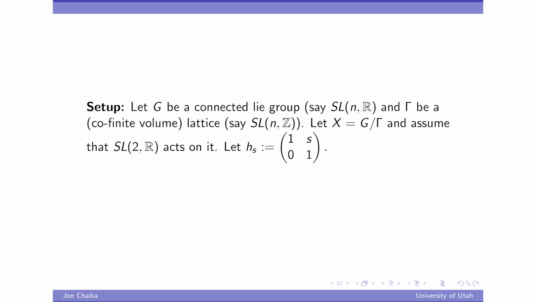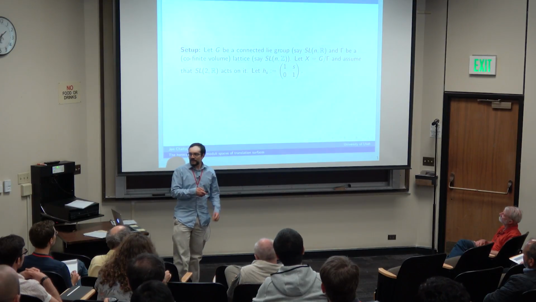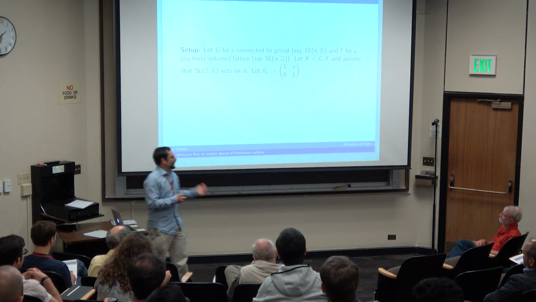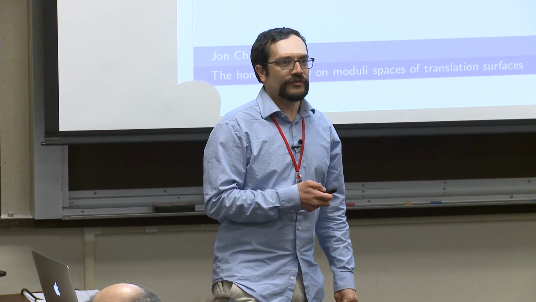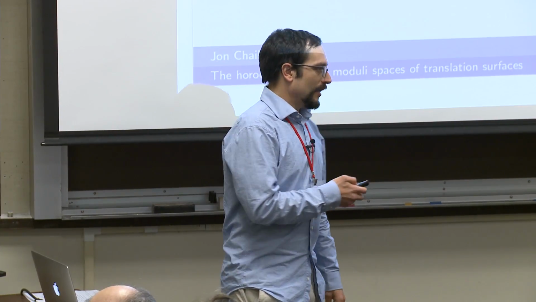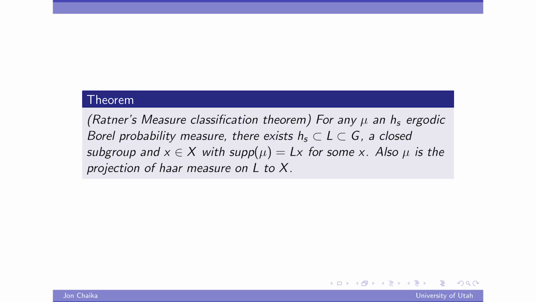There are various ways you can embed this little group into SL_n(R) so that you get an action of this one-parameter group on SL_n(R) mod SL_n(Z). In the context of Ratner's theorem, for the purposes of today's talk, these will be rigidity results for ergodic measures for this action. The first thing to mention is she classified the ergodic measures of these actions, and every ergodic measure arises for algebraic reasons.